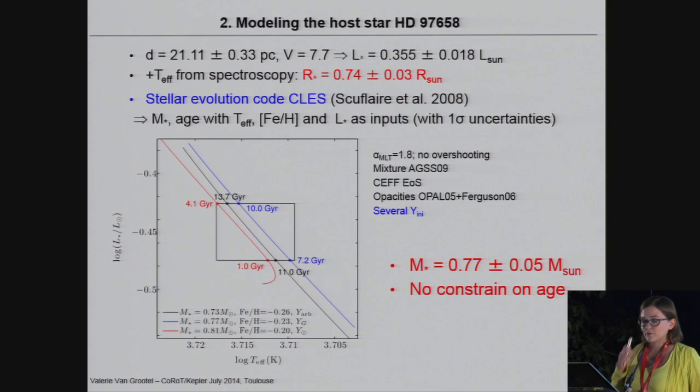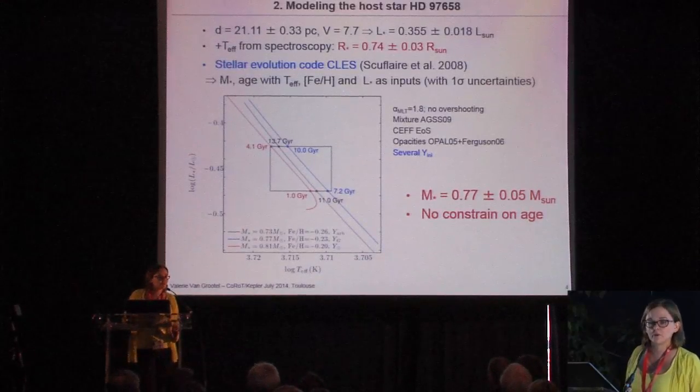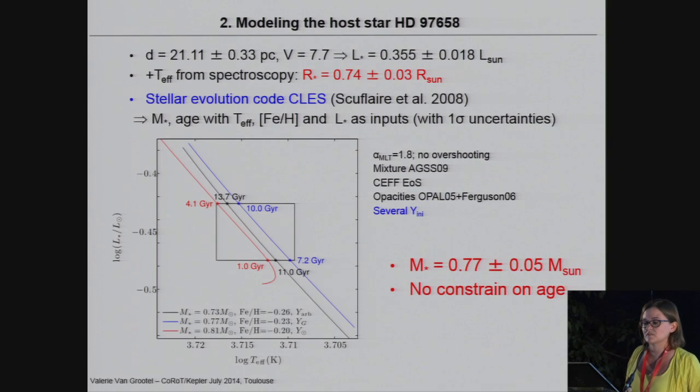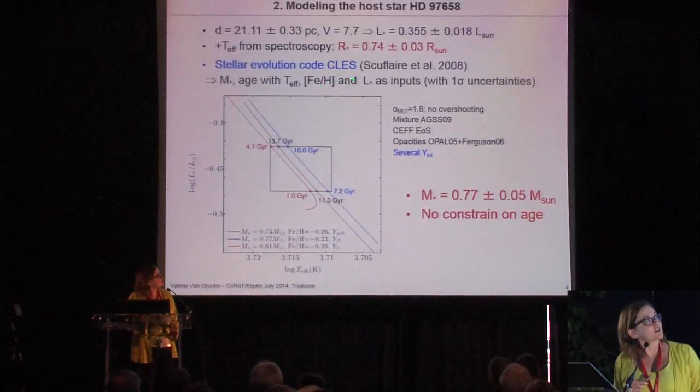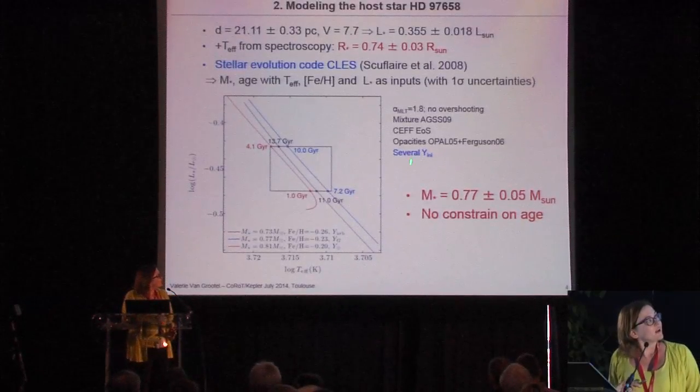This is the following. From the distance of the star and its apparent magnitude and some bolometric correction, we can derive the luminosity of the star relatively accurately because the distance is very accurate. And combining this with the effective temperature from spectroscopy, we can derive a quite accurate stellar radius. To have the mass and the age, we have to rely on stellar evolution modeling. And here, I use the Liège stellar evolution code CLES. Using as input the luminosity, the iron abundance, which I took for the metallicity, and the effective temperature, we can derive a mass and an age.